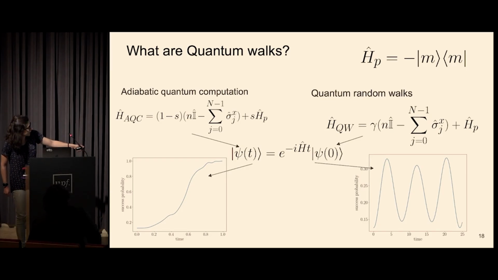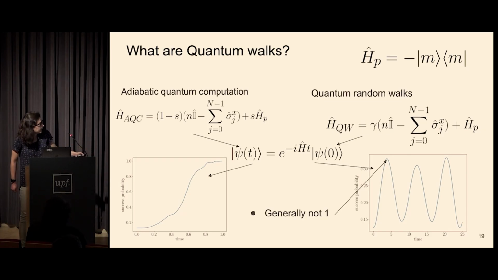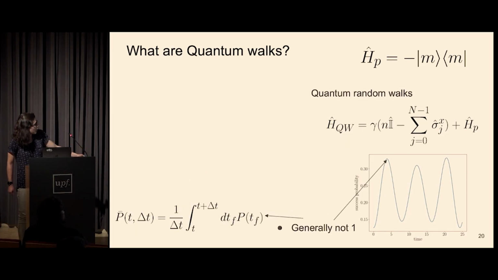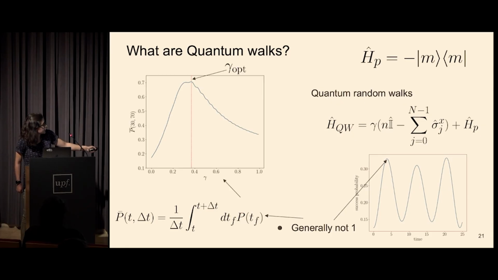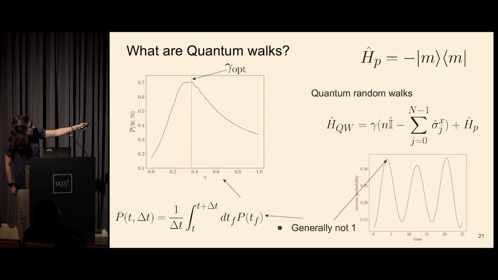So instead of just measuring at a final time t, we take an average over time, which we call the finite time success probability. And if we were to measure this finite time success probability versus this gamma parameter here, we get a plot which looks like this. And we see that at some value of gamma here, the finite time success probability is maximized. And we call this value the optimal gamma, which we want to set for our quantum walk Hamiltonian.